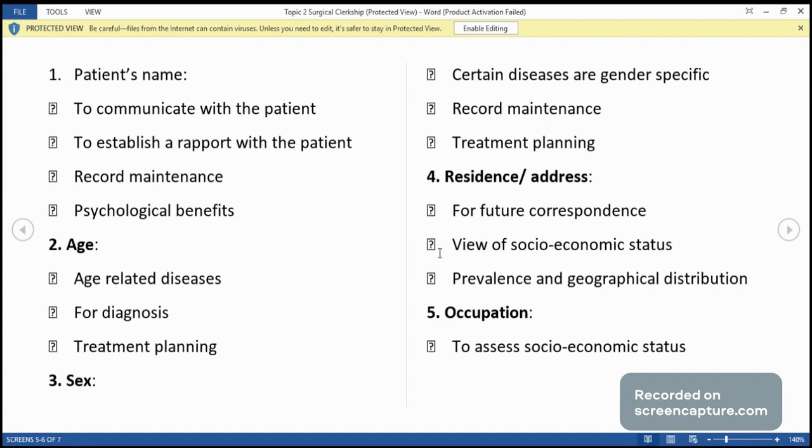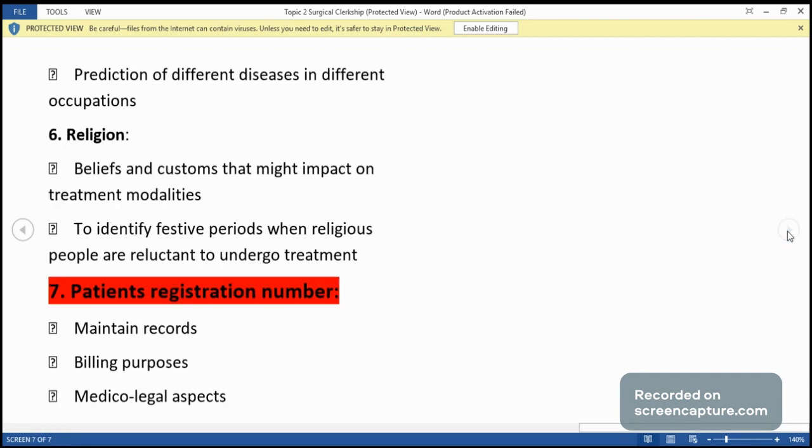Occupation to assess socioeconomic status as well. We need to know where are you working. Are you stable enough to foot the bill of the hospital? Are you stable enough to buy the prescribed medication? Okay, and also occupation is to predict different diseases in different occupations. Somebody working in a chemical industry or maybe a lead company tends to develop respiratory conditions. So if you get to know the exact workplace, the occupation, you'll also be at ease to diagnose or maybe rule in and rule out conditions because these diseases will always be prone in different areas.